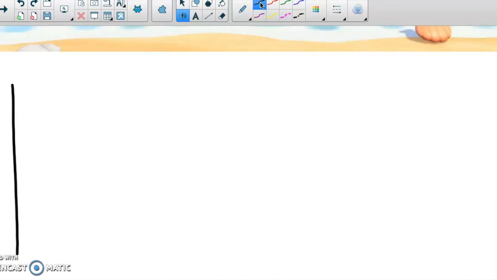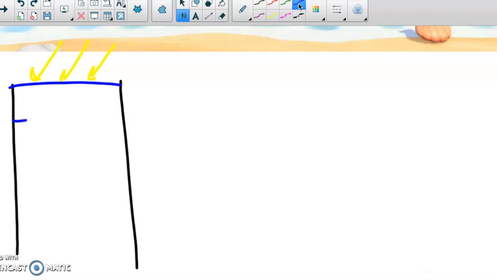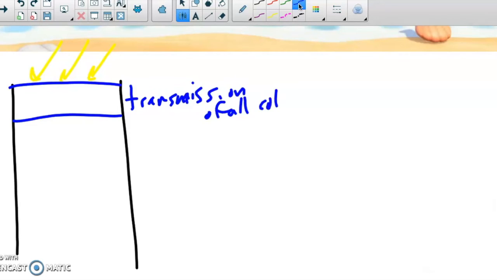Okay, so let's just pretend we have a big ocean column of water, and somewhere up above we've got some sunlight rays coming in. And remember, that's really white light, but obviously that's not going to show up on a whiteboard. In this zone, you pretty much get transmission of all of the colors. But not all of the colors of light make it this far.